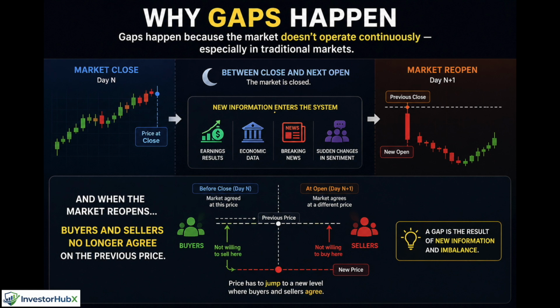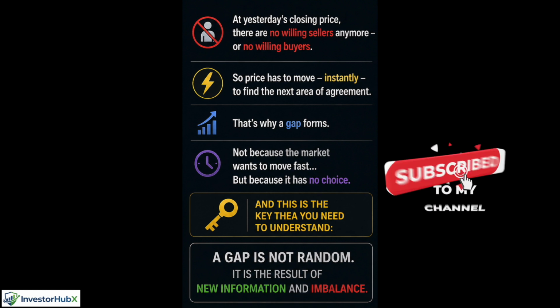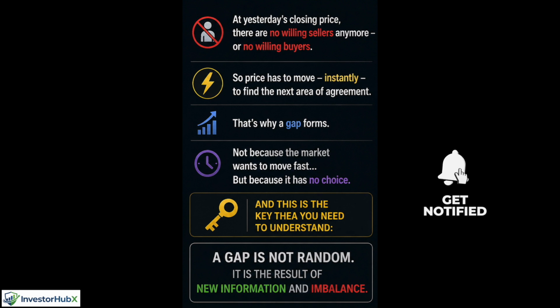Think about it like this. At yesterday's closing price, there are no willing sellers anymore or no willing buyers. So price has to move instantly to find the next area of agreement. That's why a gap forms. Not because the market wants to move fast, but because it has no choice. And this is the key idea you need to understand. A gap is not random. It is the result of new information and imbalance.